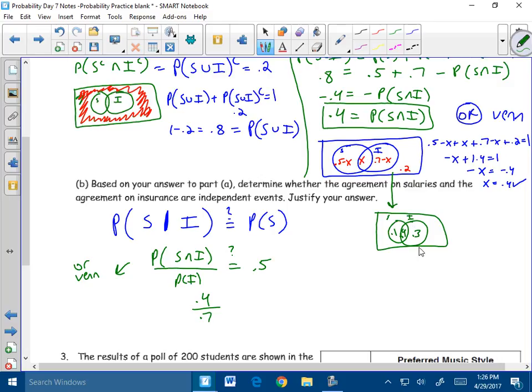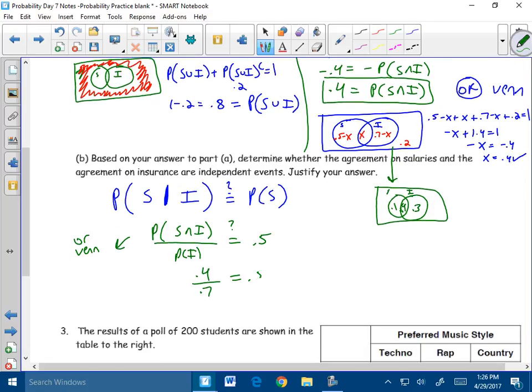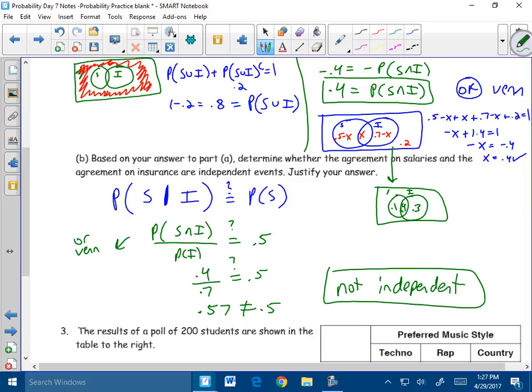If you have this picture set up, what's the probability of S given that you're in the I circle? So probability of S in the I circle is 0.4, and then divide that by the whole I circle, which is 0.7. So there's two different ways really you can get to this 0.4 over 0.7. We're still checking to see if that equals 0.5, and if you put that into your calculator, you'll see that this fraction equals 0.57, which does not equal 0.5. So these are not independent events. Not independent.